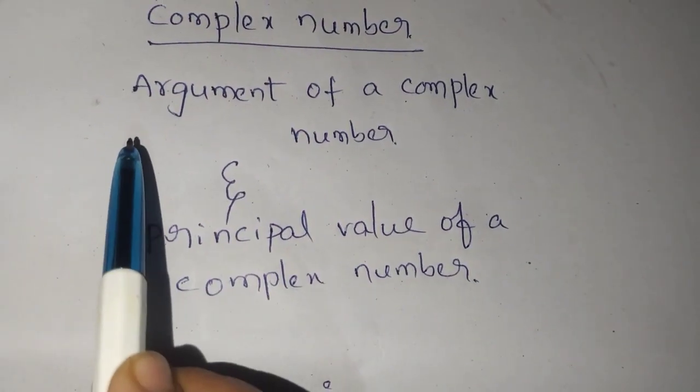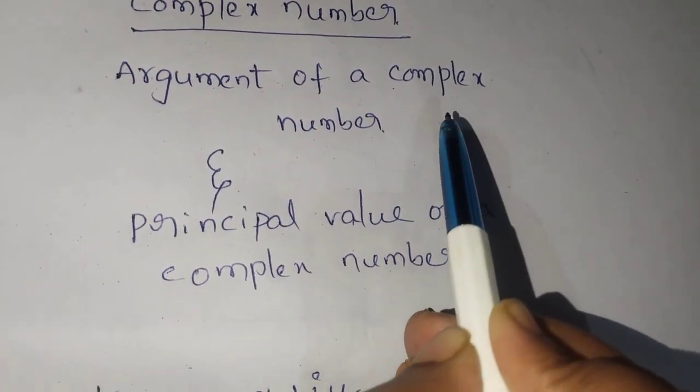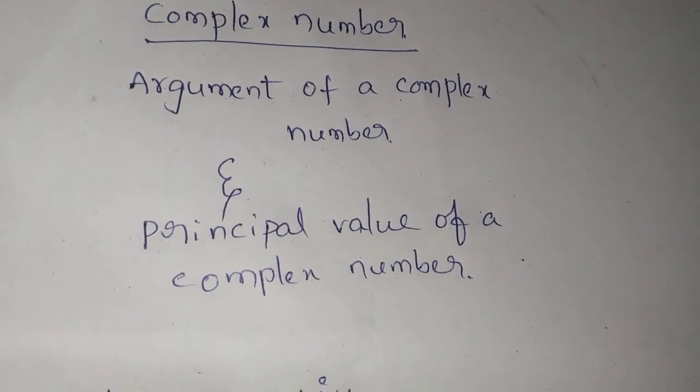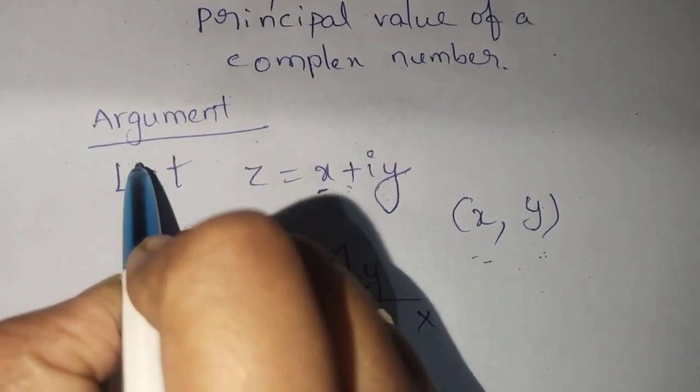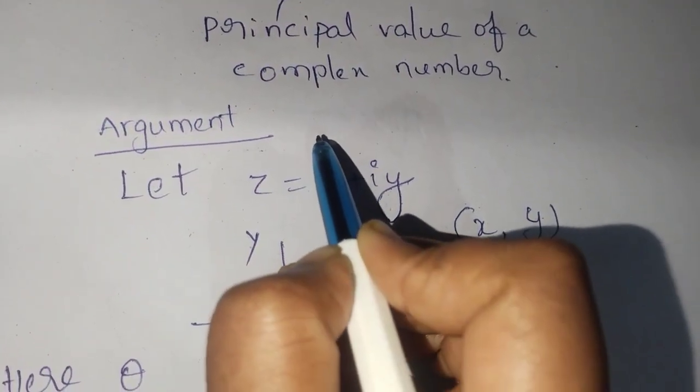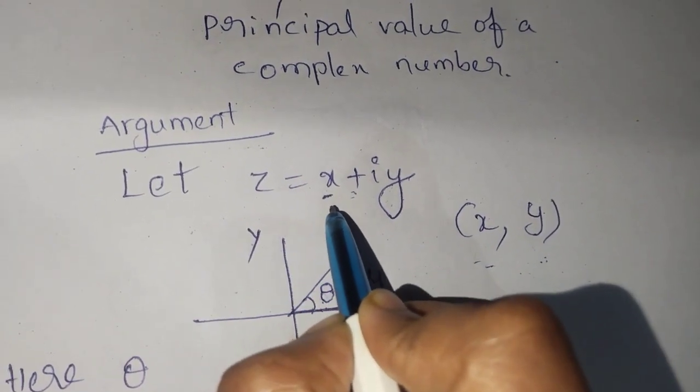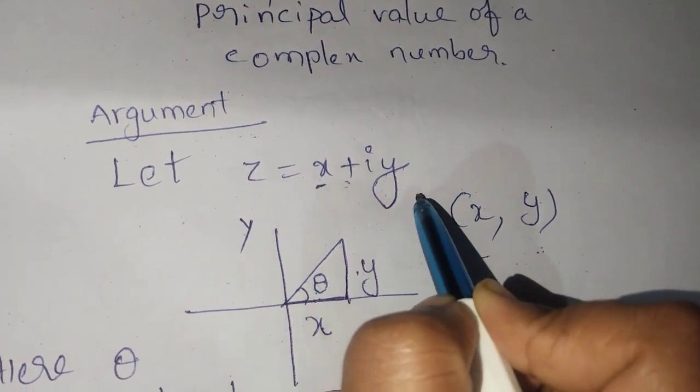Today's concept is the argument of a complex number and its principal value. First, we will discuss the argument of a complex number. For this, let us consider a complex number x plus iy.